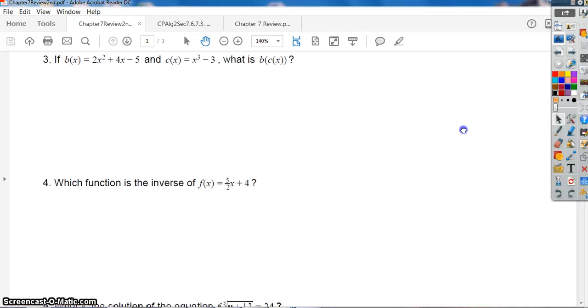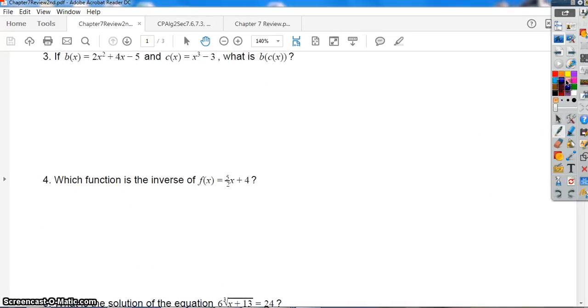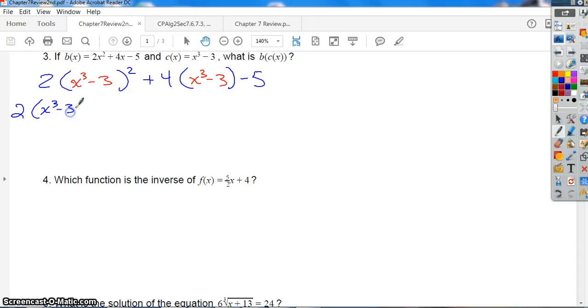Let's go to the next 2. B of c of x. So what I'm going to do is rewrite b. So this is 2 blank squared plus 4 blank minus 5. I'm going to go ahead and put in my c of x. My c of x will go here, x cubed minus 3. And now we're off to the races. So this will be x cubed minus 3 times x cubed minus 3. I need to FOIL that and then distribute the 2 in.